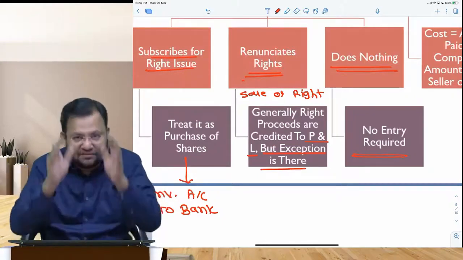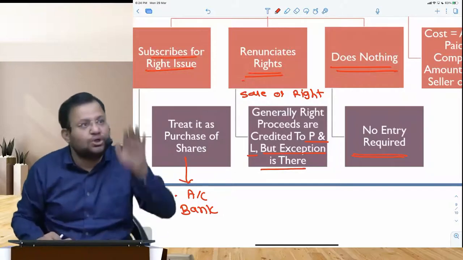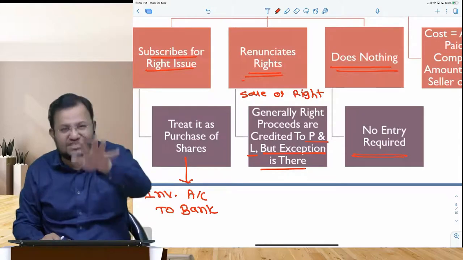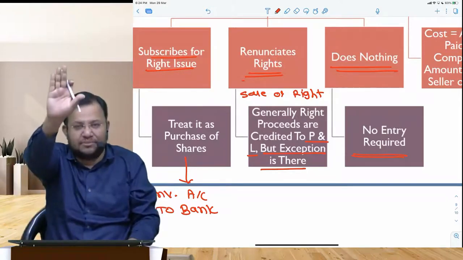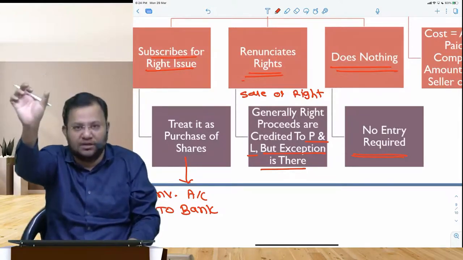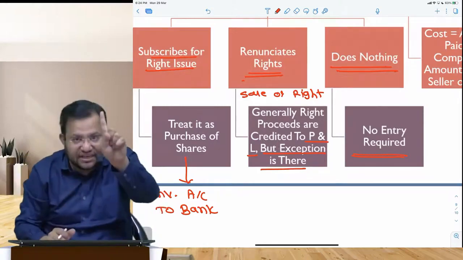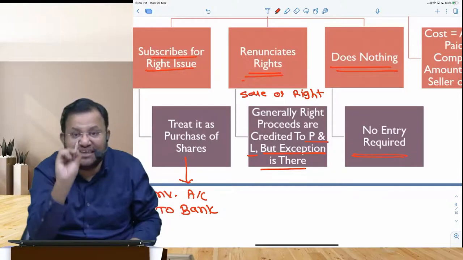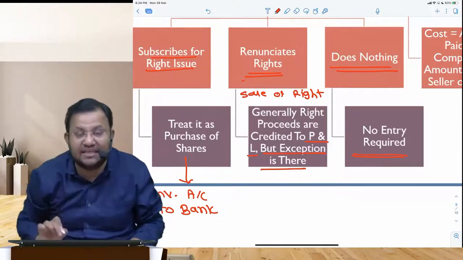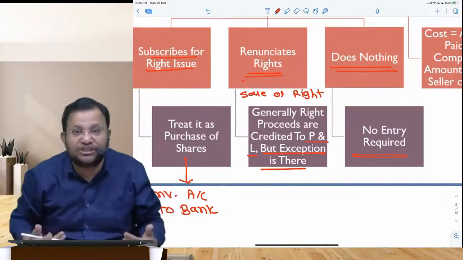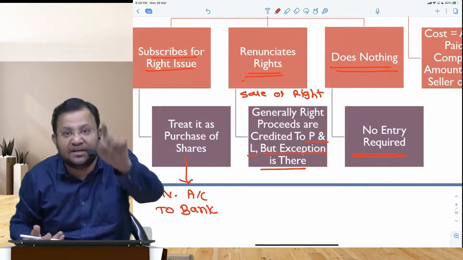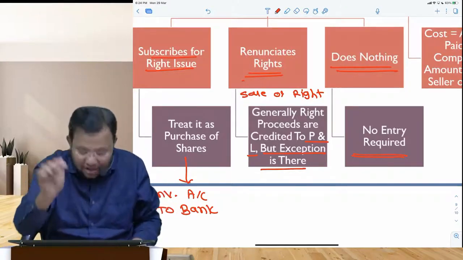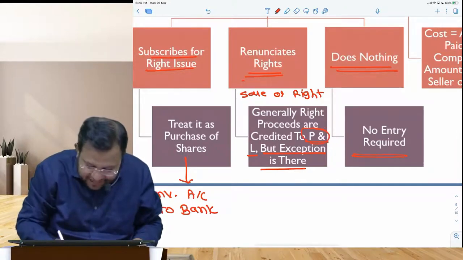So whenever you prepare an investment account, you have a column like date, particulars, number or face value, amount. Amount is investment column. And then you have income column. Income column represents dividend as well as proceeds of sale of right. You should write a note below that the column is income column. Hence, proceeds of sale of a right are credited to that income column. Or if you write only dividend column, these proceeds go to profit and loss account.